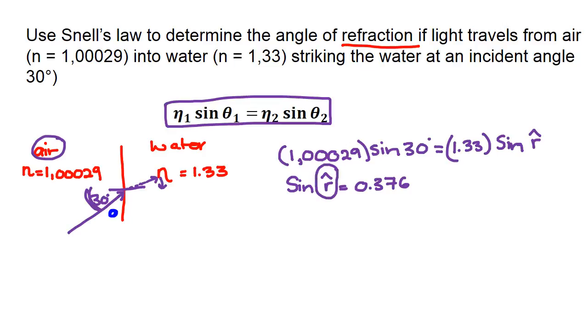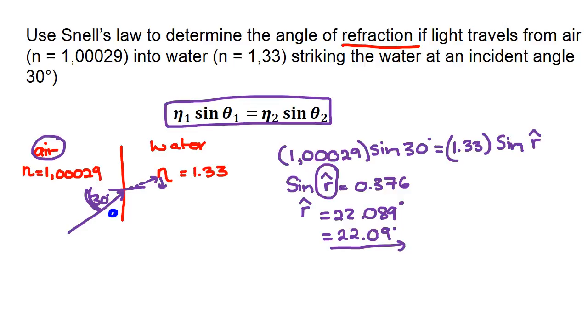I then am going to do arc sine to get this angle by itself. To do arc sine, remember, it's your second function or your shift of sine. So if I do arc sine, I end up getting that the angle itself is 22,089 degrees. Please note you don't need that many decimal places. It's quite acceptable for you to do 22,09 degrees.